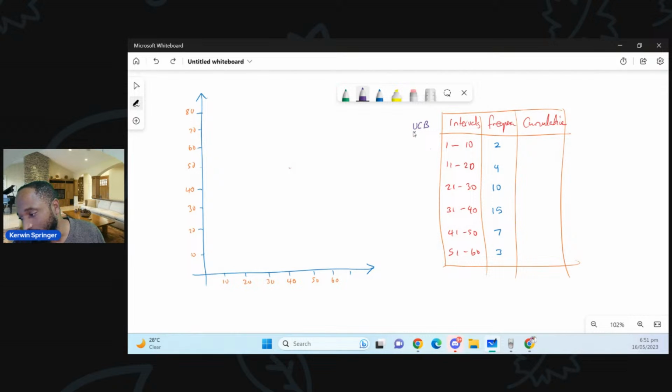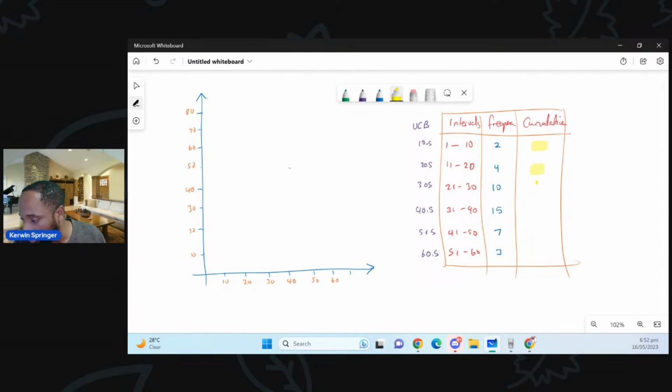UCB means upper class boundary. That's not 10. 10 is the UCL, the upper class limit. The upper class boundary is the highest possible value that can fall within this range. So it's actually 10.5. If you need a little refresher on that, go and look it up. I have a video going through this in detail. So it's 10.5, 20.5, 30.5, are you with me? 40.5, 50.5, 60.5. You use all your UCBs, and not the frequency.